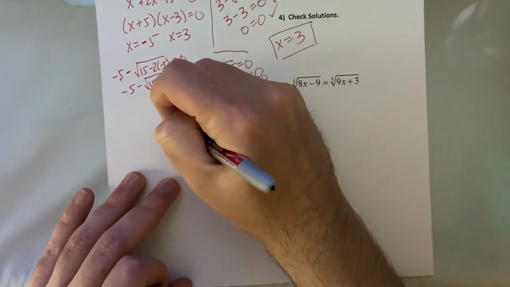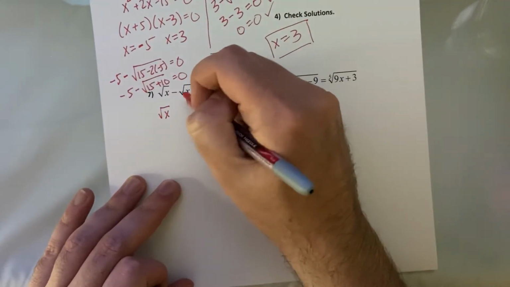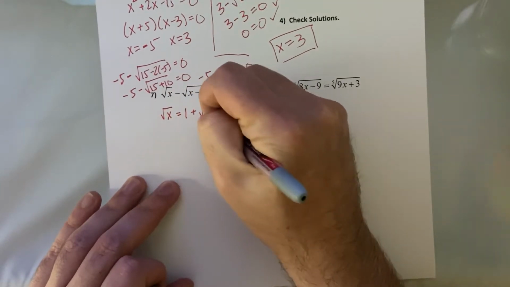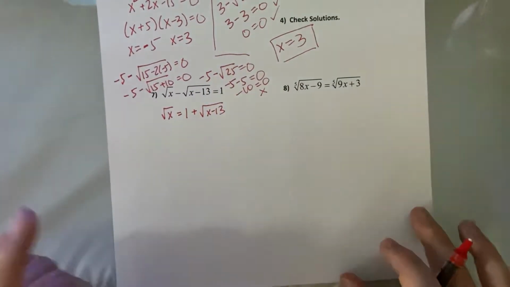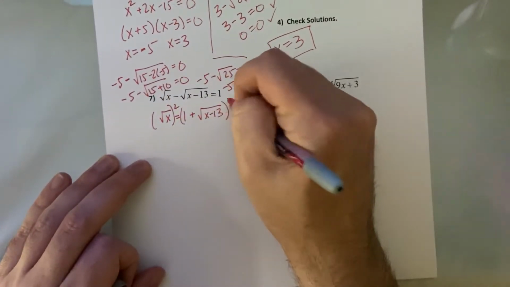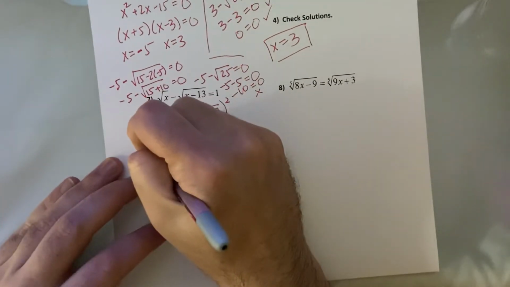So I'm going to move the minus square root of x minus 13 to the other side, so it's 1 plus square root of x minus 13. Now we have one radical isolated, so I can square. However, on the right side, this means I'm squaring a binomial, so that's a 1 plus square root of x minus 13 times another 1 plus square root of x minus 13.